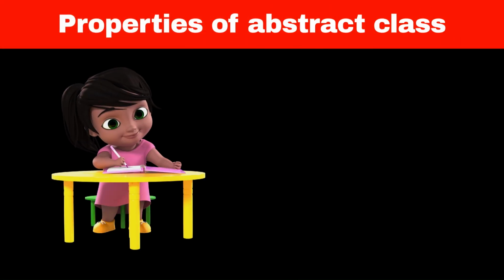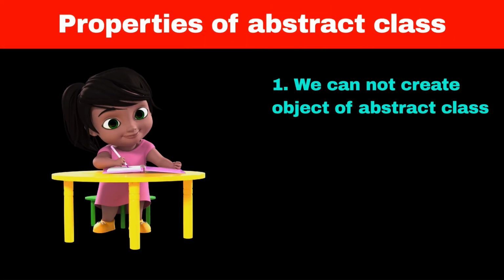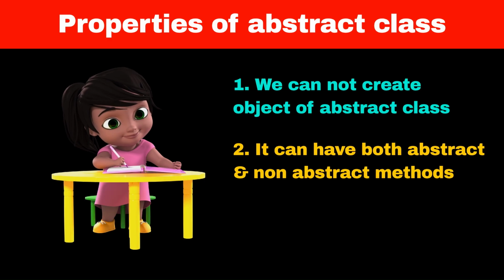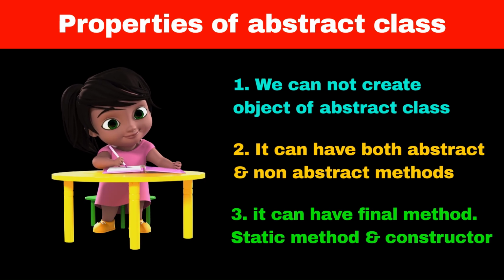Now let's discuss some properties of abstract class. First, we cannot create an object of an abstract class because the definition of some methods might be missing. Second, abstract class can have both abstract as well as non-abstract methods, meaning there can be some methods which have a definition. Third, abstract class can have final methods, static methods as well as constructors.